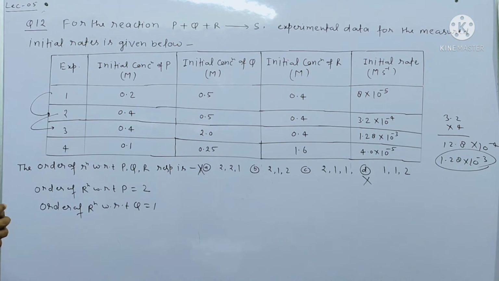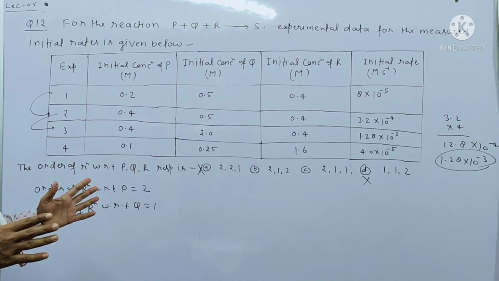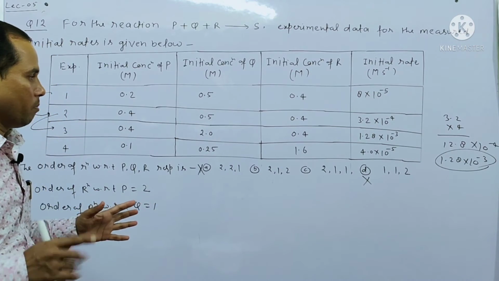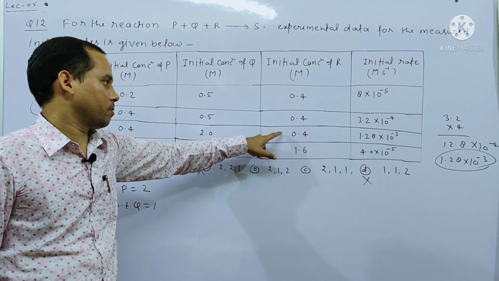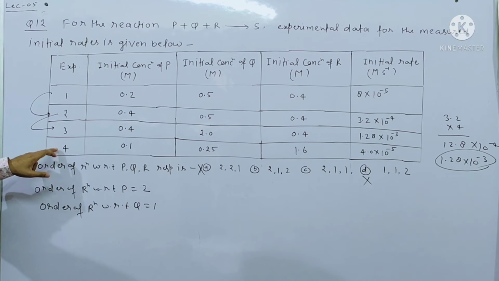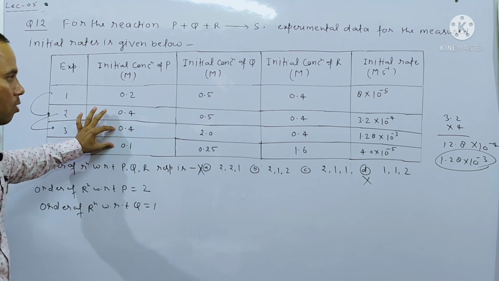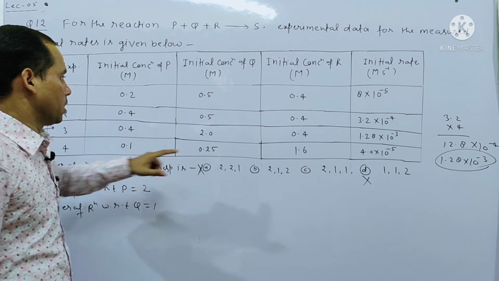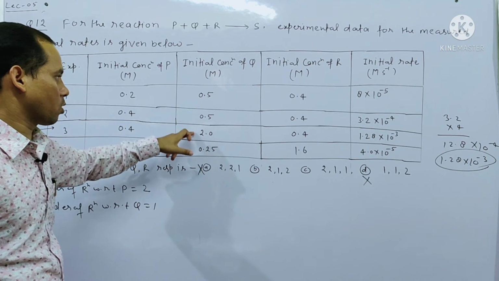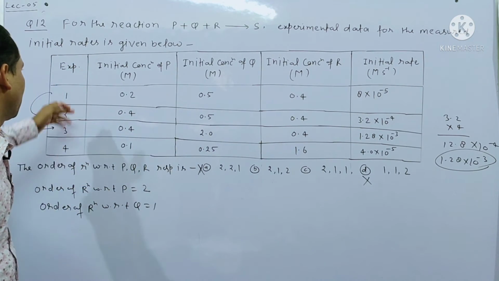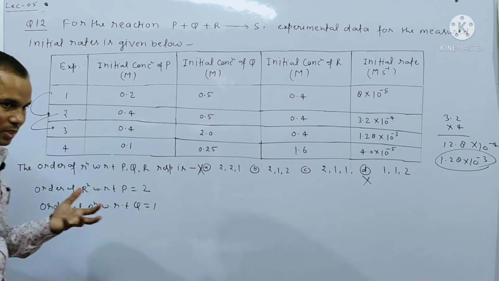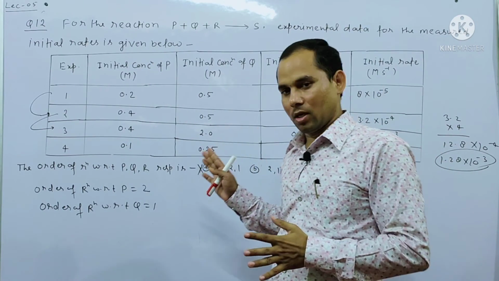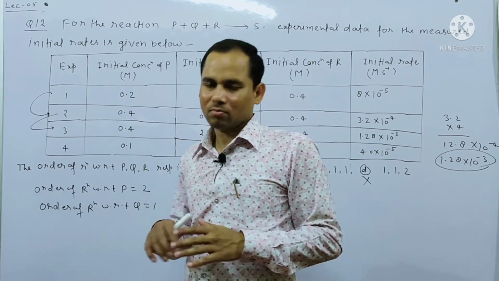Now, how can we calculate the order for R, the reactant R? It is somewhat difficult, because if we take experiments 3 and 4, the concentrations are not constant. If we take experiments 2 and 4, it is also not constant. If we take 1 and 4, it is not constant either. So it is somewhat difficult, but here we have to apply the method of initial rate. No problem, we can solve any question.